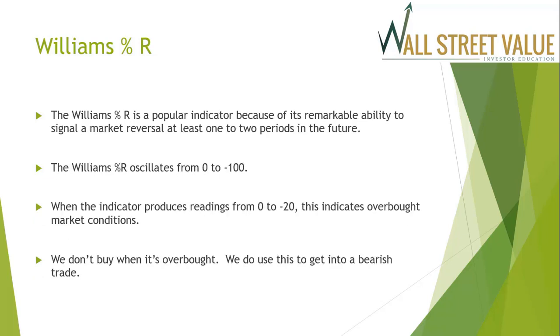The Williams %R is a popular indicator because of its remarkable ability to signal a market reversal at least one or two time periods in the future. And this oscillates between 0 and negative 100. When the indicator produces readings from 0 to negative 20, this indicates overbought market conditions, and we don't buy when it's overbought. We do use this to get into a bearish trade.